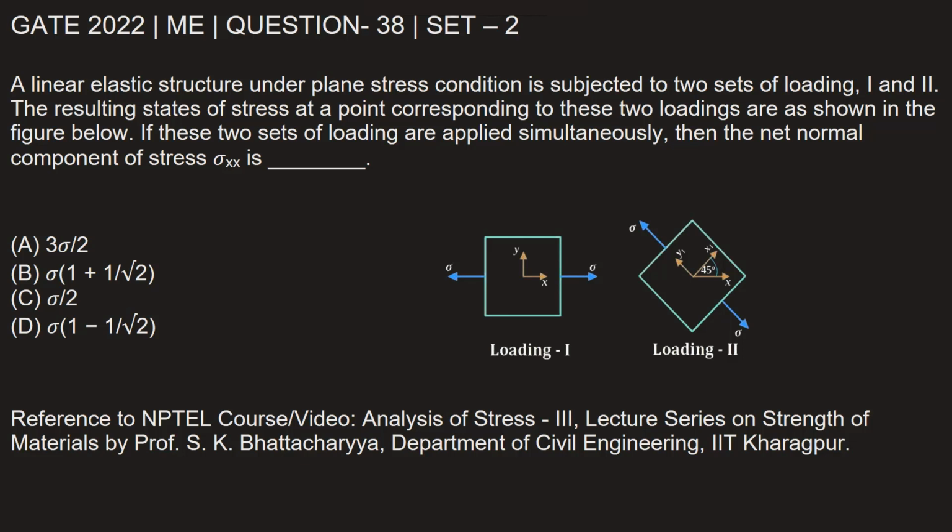This question is from GATE 2022, Mechanical Engineering Paper Set 2, question number 38. A linear elastic structure under plane stress condition is subjected to two sets of loading, 1 and 2. The resulting state of stress at a point corresponding to these two loadings are as shown in the figure below. If these two sets of loading are applied simultaneously, then the net normal component of stress, sigma xx, is dash.